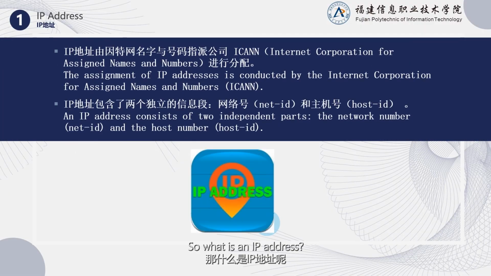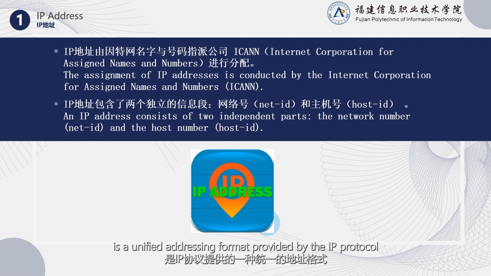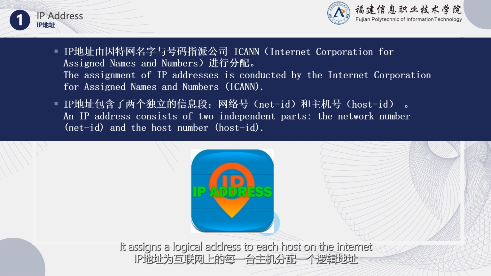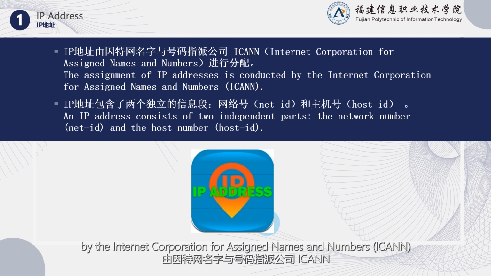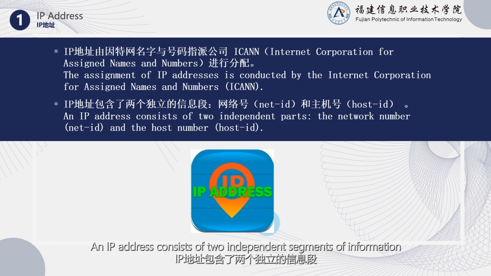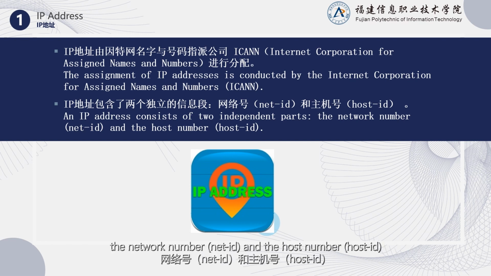So, what is an IP address? An IP address, also known as the Internet Protocol address, is a unified addressing format provided by the IP protocol. It assigns a logical address to each host on the Internet. IP addresses are allocated by the Internet Corporation for Assigned Names and Numbers, ICANN. An IP address consists of two independent segments of information: the network number, netid, and the host number, hostid.